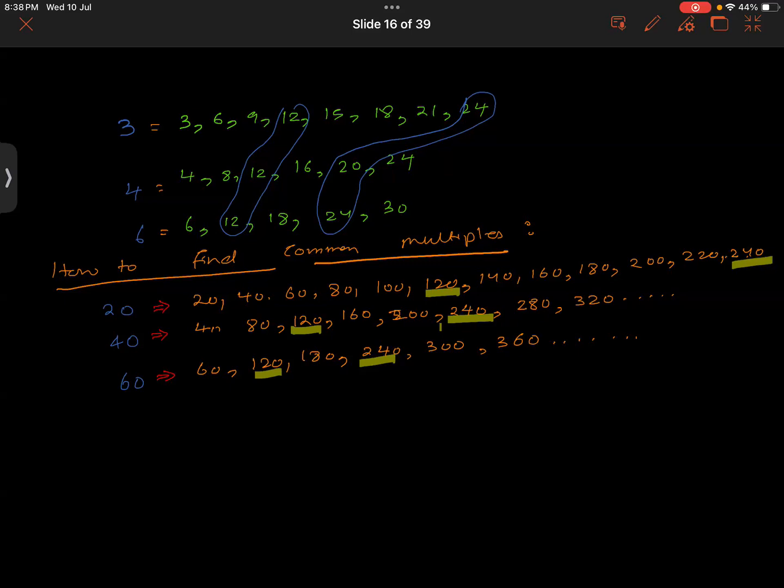So let us continue with the chapter. So far in the chapter, we have learned about factors and multiples, right? And both of them are related to each other. We learned that a factor of a number is the number that divides it completely without leaving any remainder. So we learned about that also, right?